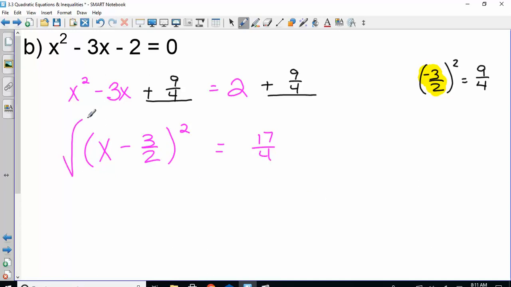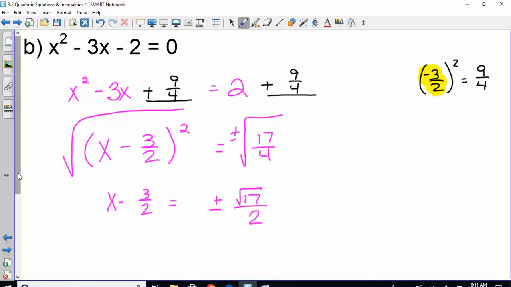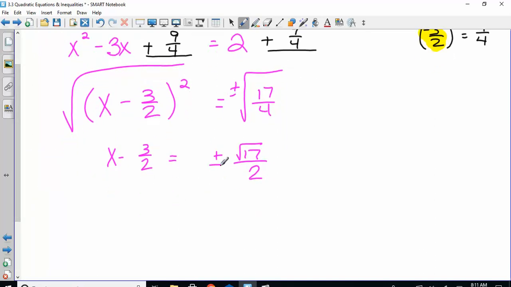Then what? Square root, plus and minus. So x minus 3/2 equals plus or minus the square root of 17 over 4. I don't know the square root of 17. What is the square root of 4? 2. That's why it's easier to keep these in fractions in terms of reducing the radical. So final step, we add this 3/2 over, so we get 3/2 plus and minus radical 17 over 2.